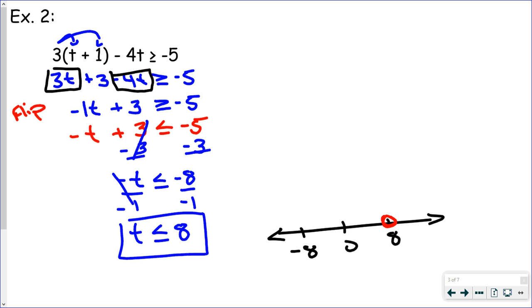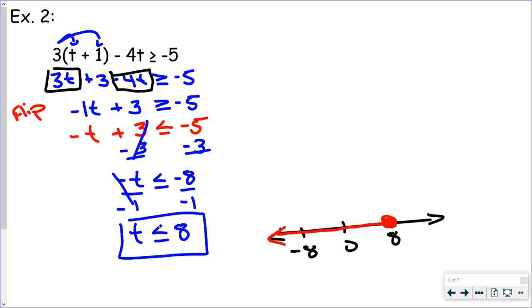It says t is less than or equal to 8. The values that are less than 8 are to the left. So these are all the values that t could be. Could be 8 or anything less than that. And again, since it's a solid circle, that means t could be 8.